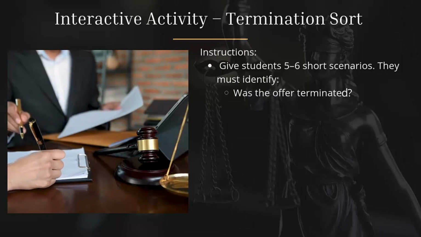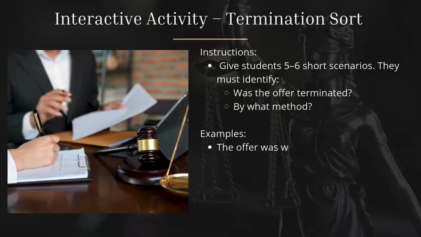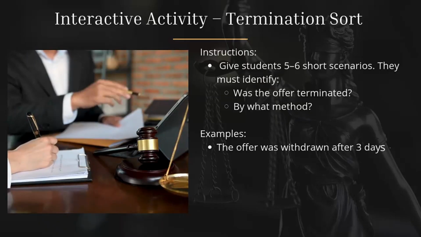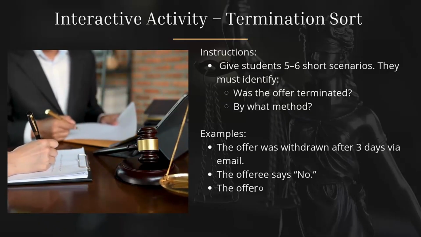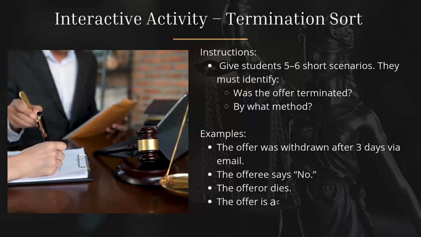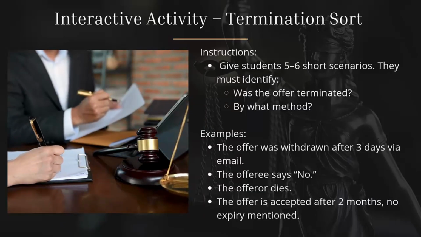Interactive activity. Termination sort instructions. Give students 5-6 short scenarios. They must identify: was the offer terminated? By what method? Examples: the offer was withdrawn after 3 days via email. The offeree says no, the offeror dies. The offer is accepted after 2 months. No expiry mentioned.